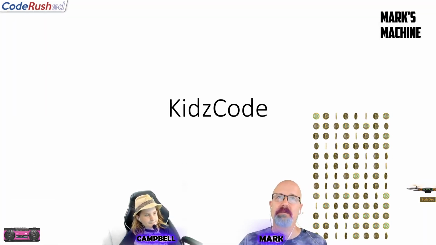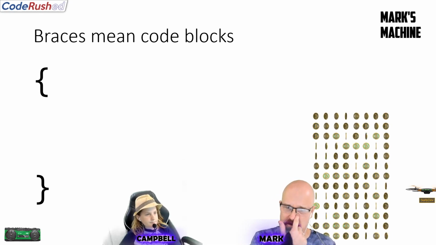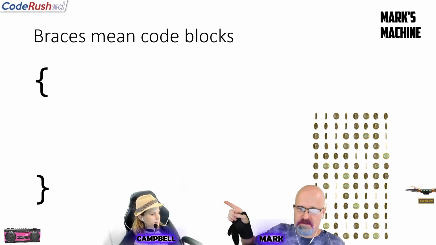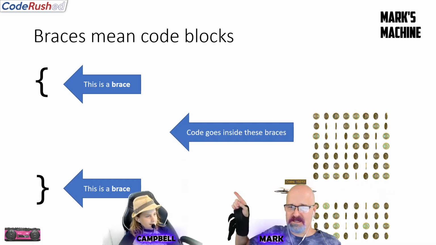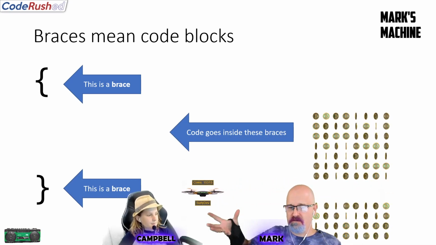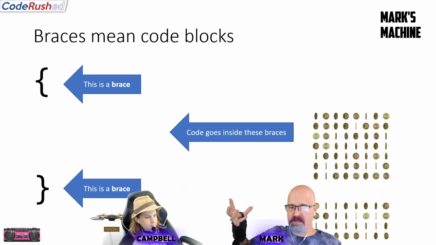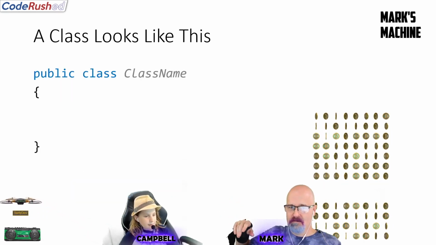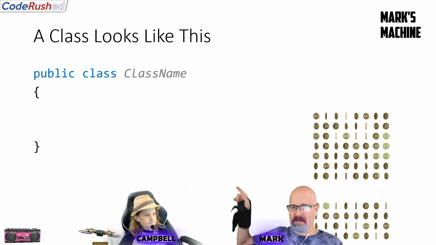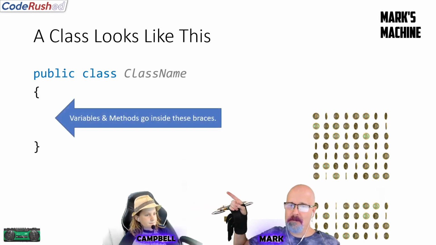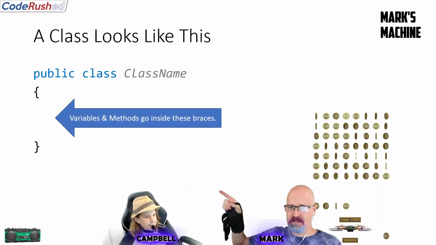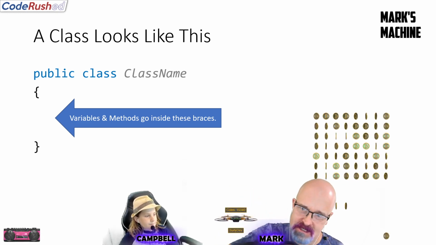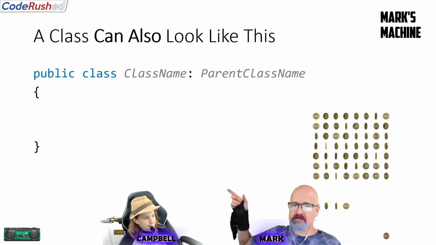In fact, maybe let's review what we know so far. We know that braces mean a code block. The code goes inside those braces. Sometimes the code can be for a method, and sometimes it can be for a class. Class looks like this. Those are the braces right over there. Variables and methods go inside of those braces. And a method can have its own braces, and code can go in those braces.